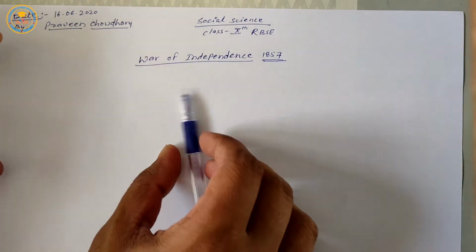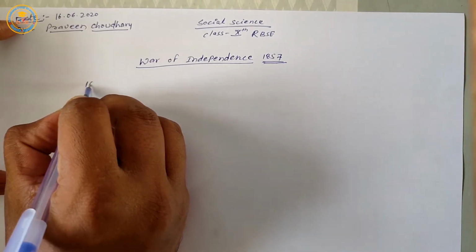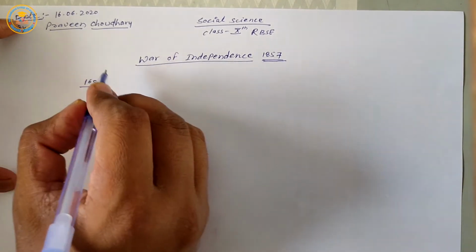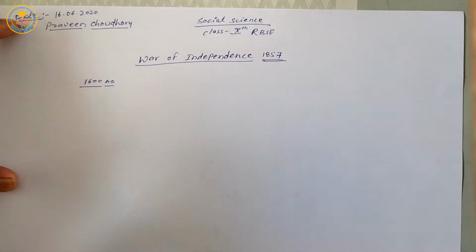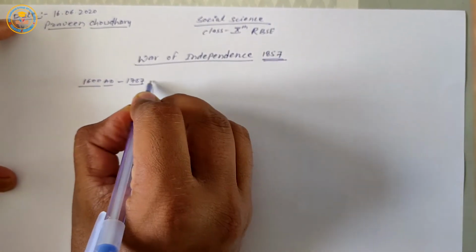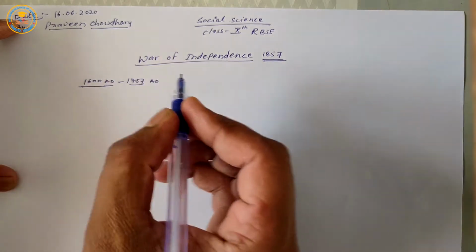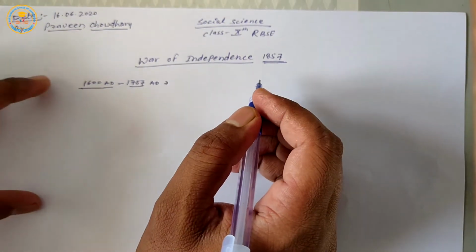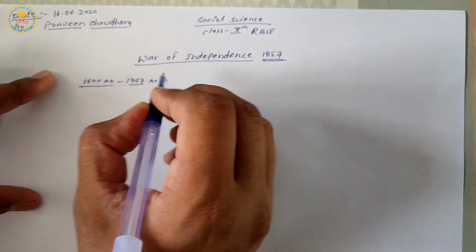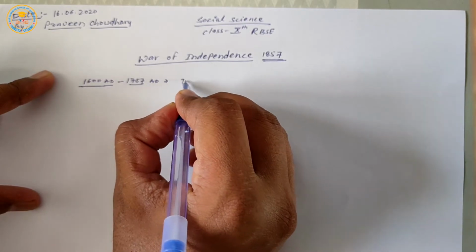First I tell you that the East India Company came to India in 1600 AD, at the time of Mughal Emperor Jahangir. From 1600 to 1757, this time period is known as the period when the East India Company came for trade and business.